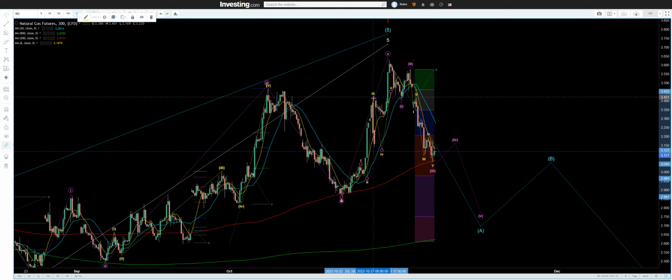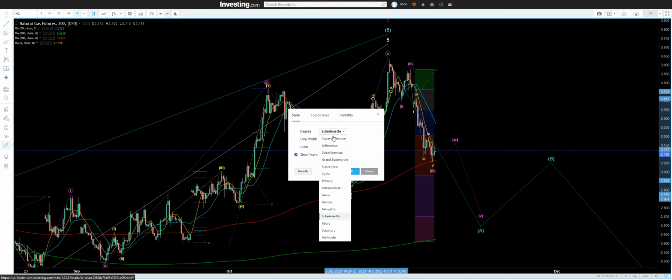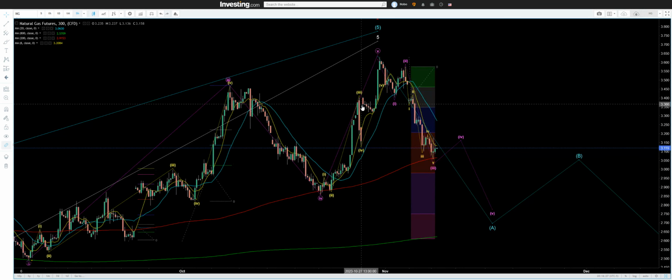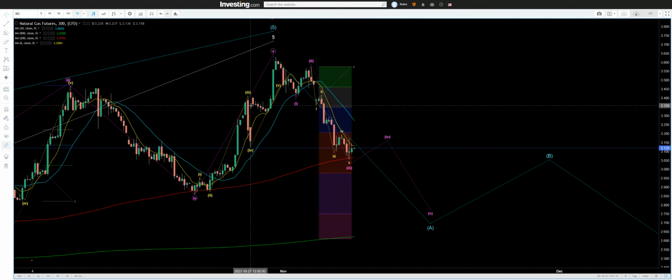So here we got 3, right? This is the original 1, 2, right? This is 1, 2, this is 1 and then 2 of this smaller, no, it is a minute wave, in yellow. So this is going to be wave 4 here, right? A, B, C, chop right down.